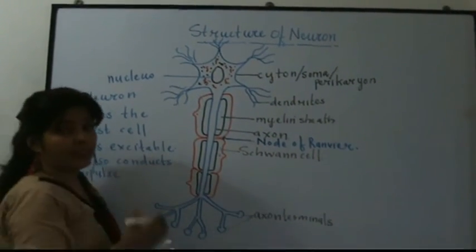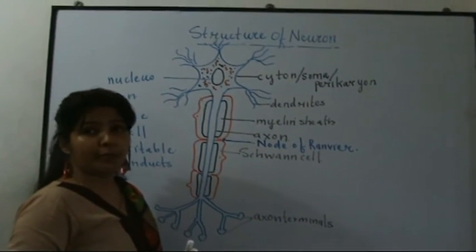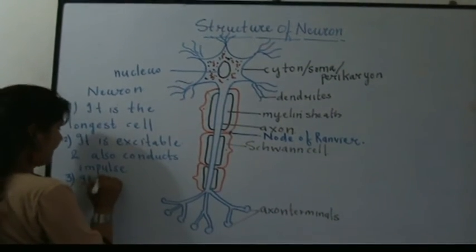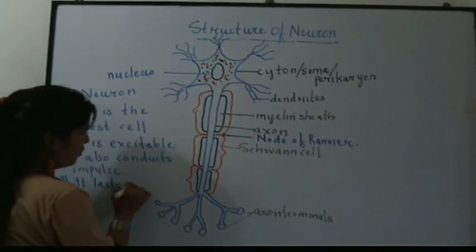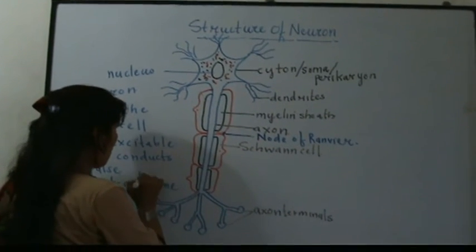It has every other cell organelle, but it lacks centrosome. Once it is fully developed and matured, the neurons do not have centrosomes, so they lack centrosome.